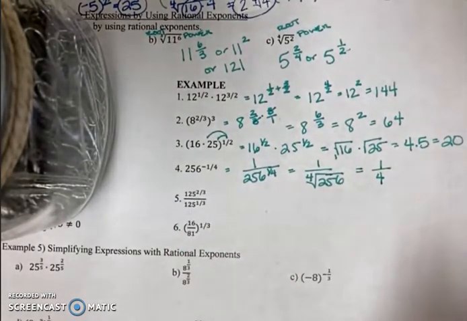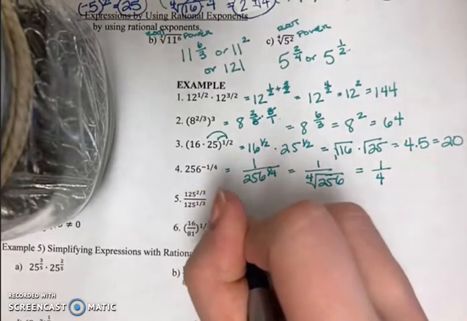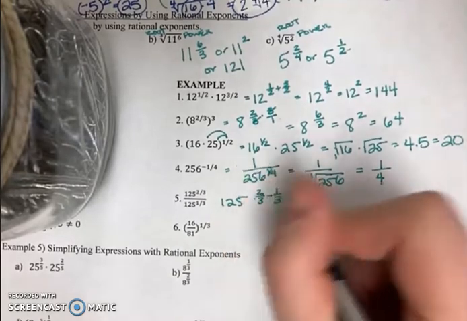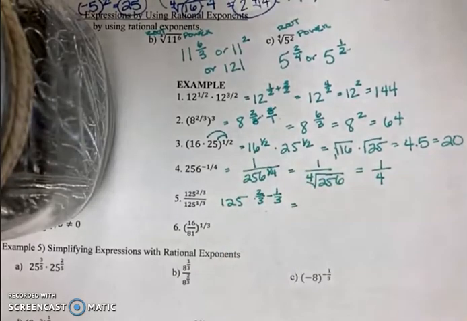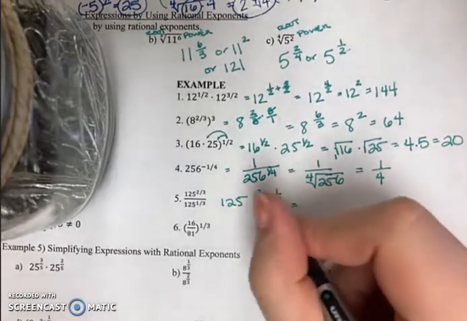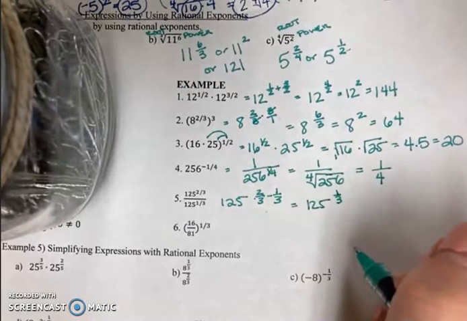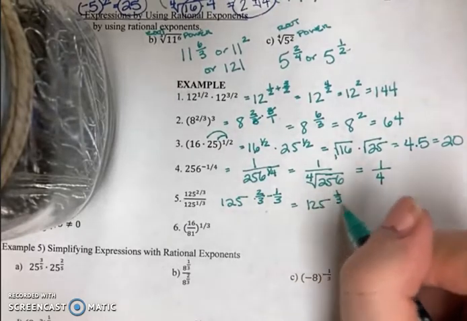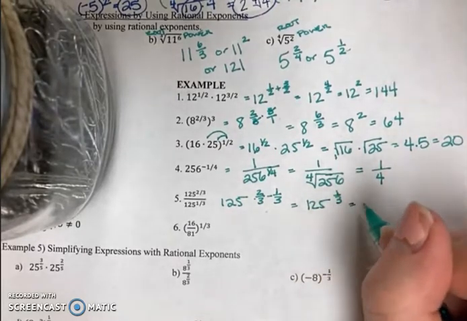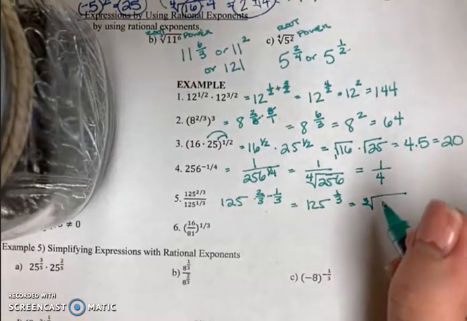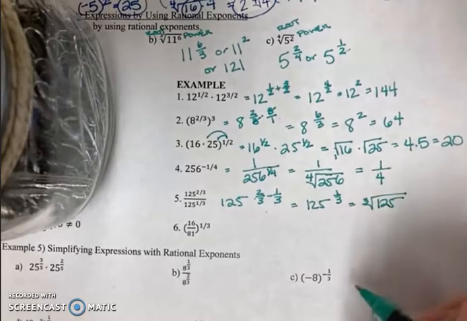Next, we have the quotient property, which says if we have the same base, we subtract the exponents. So that's 125 to the 2/3 minus 1/3. Well, 2/3 minus 1/3, they already have a common denominator, so I can subtract 2 minus 1, which is 1, so 125 to the 1/3. So 1/3 means that it's going to be the cube root of 125, which is just 5.